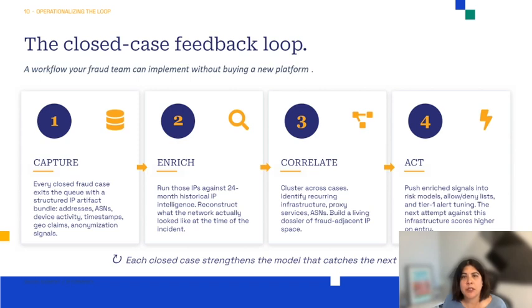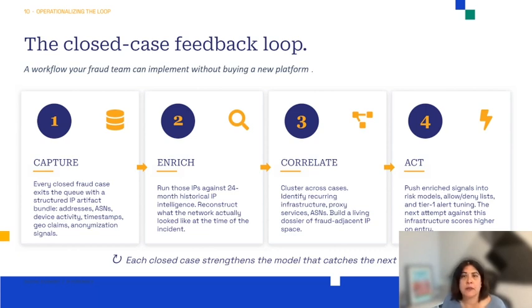So most teams already have everything they need to do this, right? What they're missing is the step that connects case closure to future detection. So we'll talk about this in 4 steps. There are 4 steps here in the closed case feedback loop, and here's what makes each one matter.